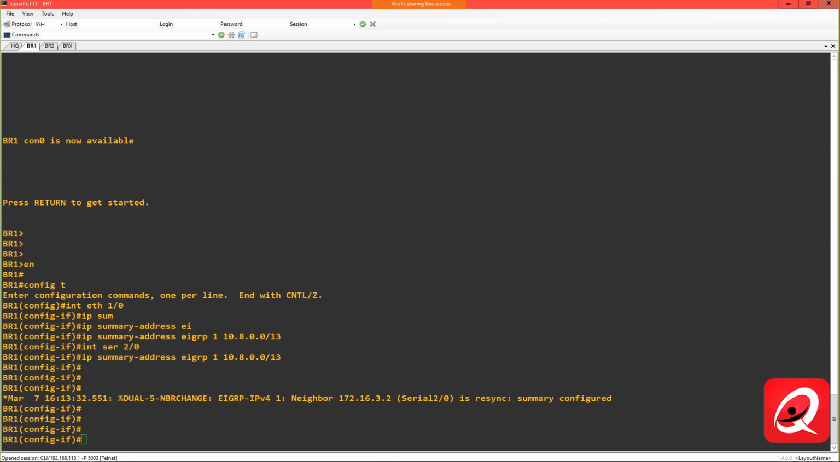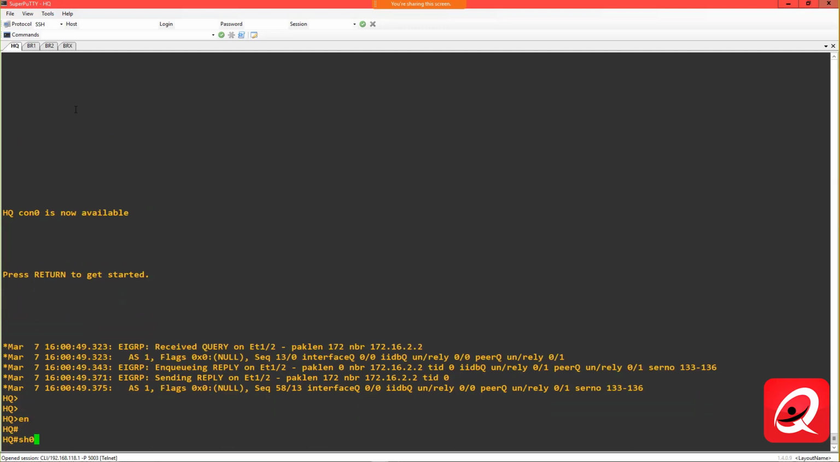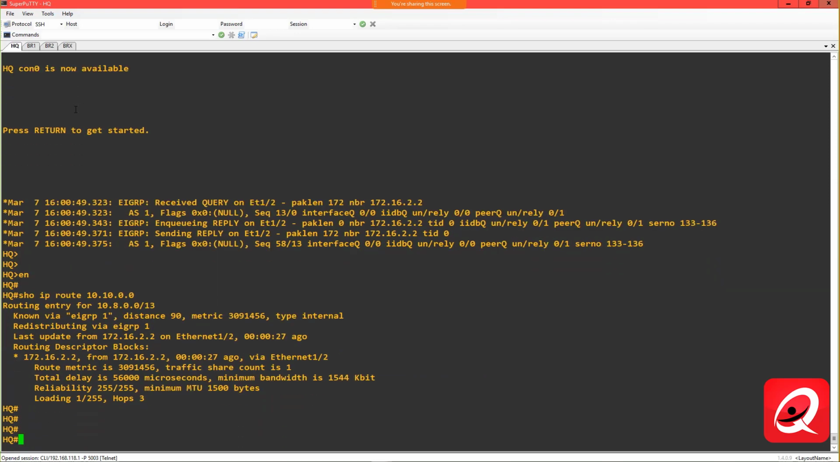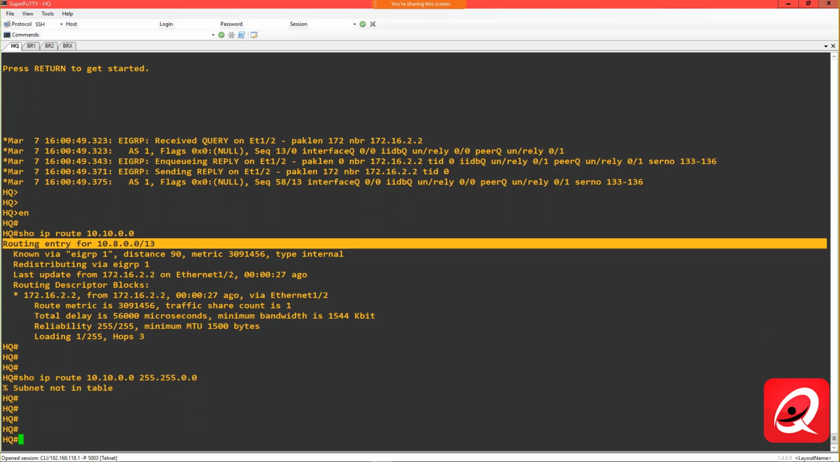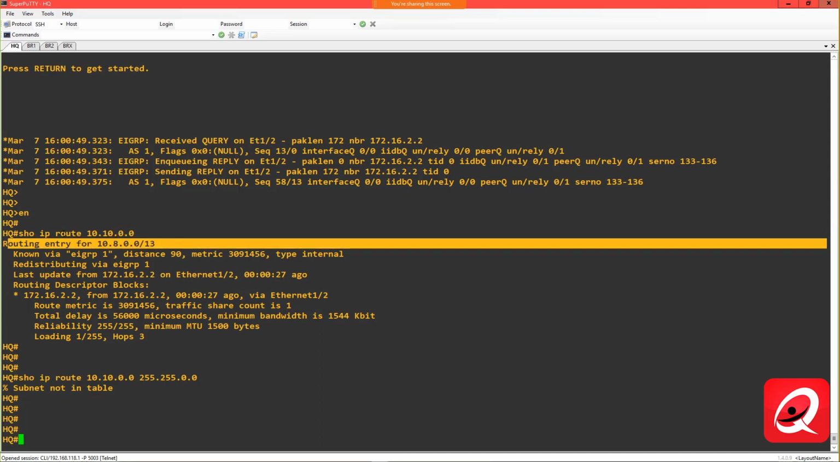All right. If I go into the HQ router and I do a show IP route 10.10.0.0, you can see that it's actually matching against the routing table entry of 10.8.0.0/13. Now, if I did 255.0.0, which was the route that I was previously routing to, that was the unsummarized version of the route, we can see the route no longer exists in the database, and it's being matched against this routing entry of the summary that was created.